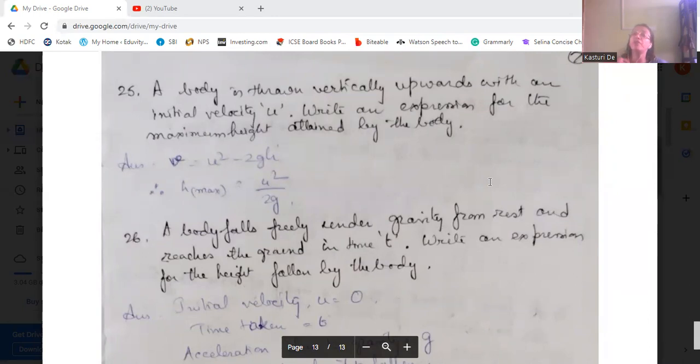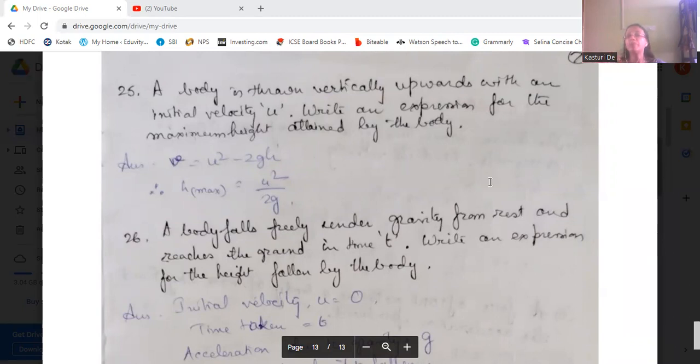So it is moving upward. That means it is going against gravity. So the formula used here will be v square is equal to u square minus 2gh. As it is moving upward with an initial velocity of u, it will come to rest as it moves upward. So v becomes 0.